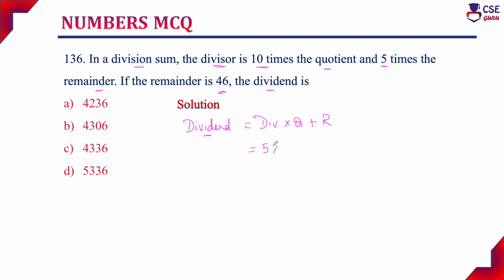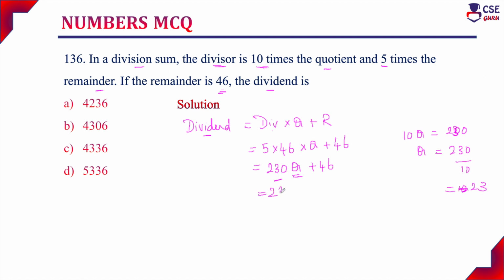5 times this remainder is nothing but the divisor. So 5 into 46 into Q plus 46. So 5 into 46, we will get 230 Q plus 46. And the quotient, if we are considering, 10 times the quotient is nothing but the divisor. So the divisor here, they have given us 230. Okay, so the quotient, if we are considering, 230 divided by 10. So we will get 23 here.